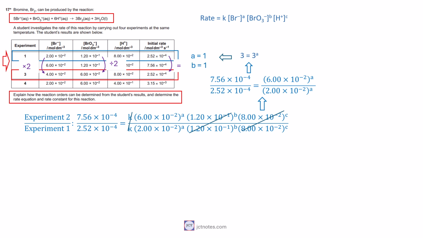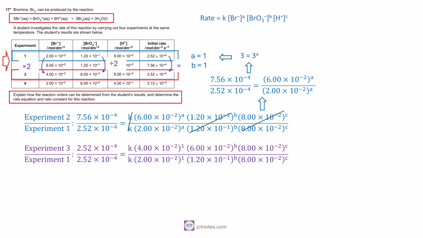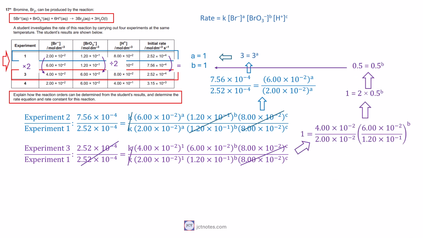Alternatively, we can divide the expression of the rate equation of experiment 3 by experiment 1 with the value of A equals 1. Simplifying, I get 0.5 equals 0.5 to the power of B, then B equals 1. The only reaction order left is C. The initial concentration of protons has only changed in experiment 4.